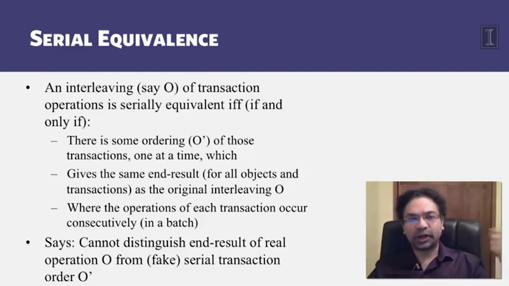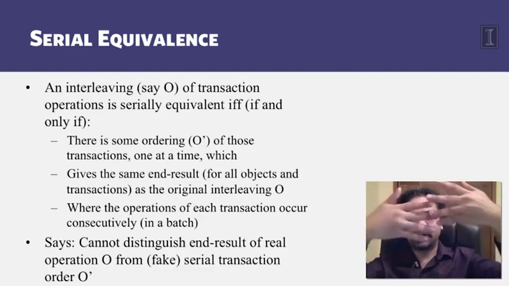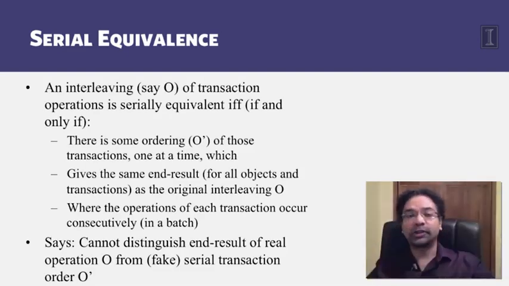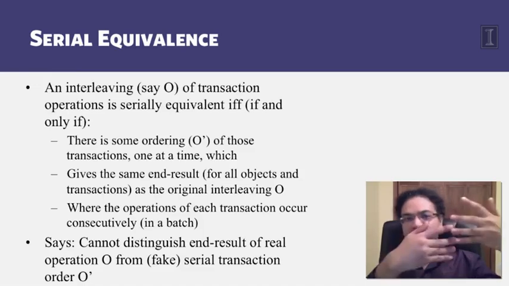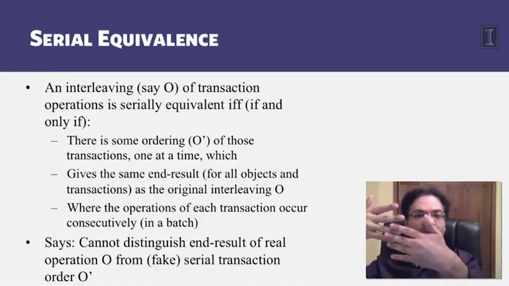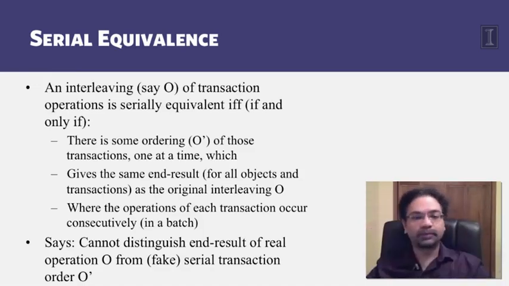Say you have two transactions and their operations are interleaved in a particular order. This is the actual order in which the operations occurred in the server itself. That particular interleaving is said to be serially equivalent if and only if the following conditions are true. There is some other ordering of those transaction operations. So this is the original interleaving. Maybe there is a different interleaving that looks like this. We call that interleaving O prime, which gives the same end result as the original interleaving O.